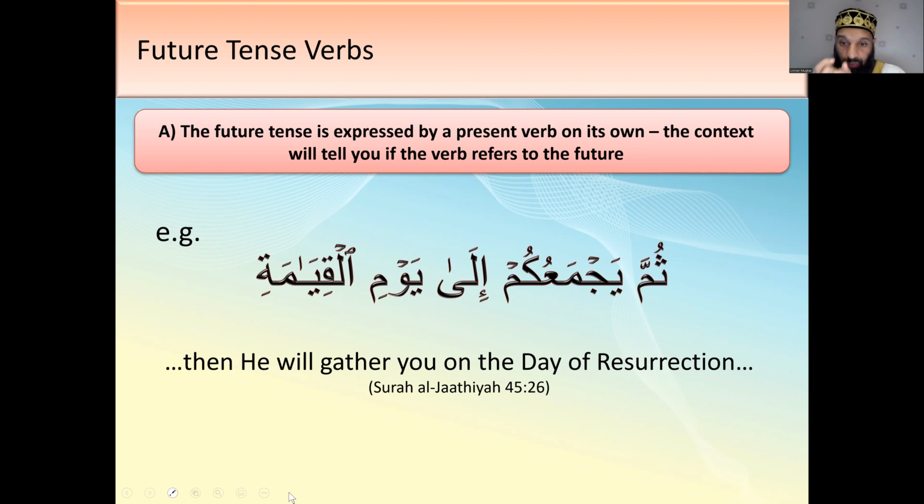So the one way to tell a future verb is when the present tense verb is used, but the sentence is talking about the future. So you know you're going to say will. You're going to say will gather now. You're not going to say he gathers. You're going to say he will gather, right? So that's the first way.